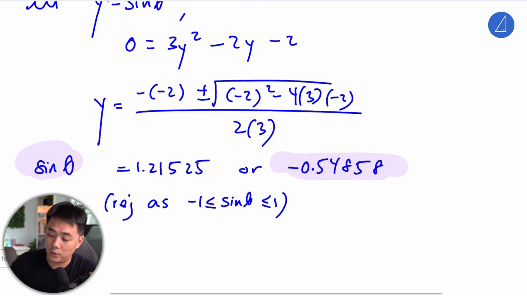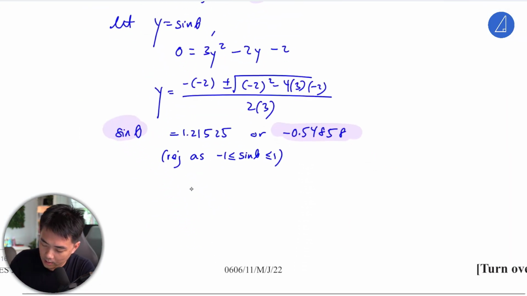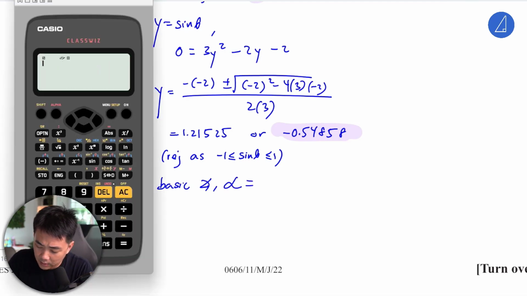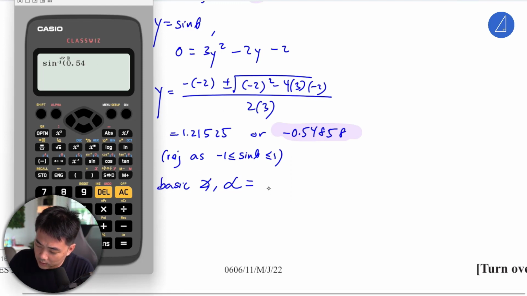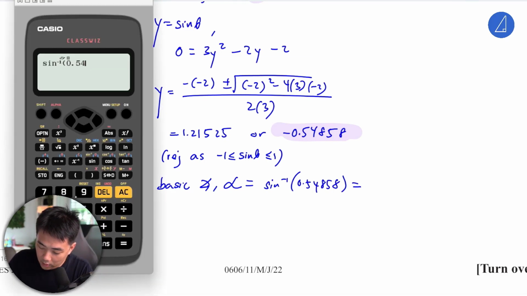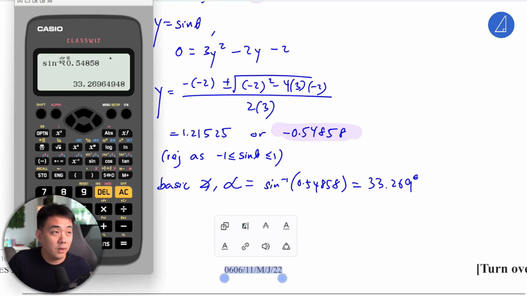So there are two quadrants in which sine will be negative. I'm going to write the basic angle first. I'm going to use a reference angle, so sine inverse, just put the positive value. Basic angle, just put a positive angle there. So it's 0.54858, that would be 33.269. Make sure your calculator is in degrees, all right?